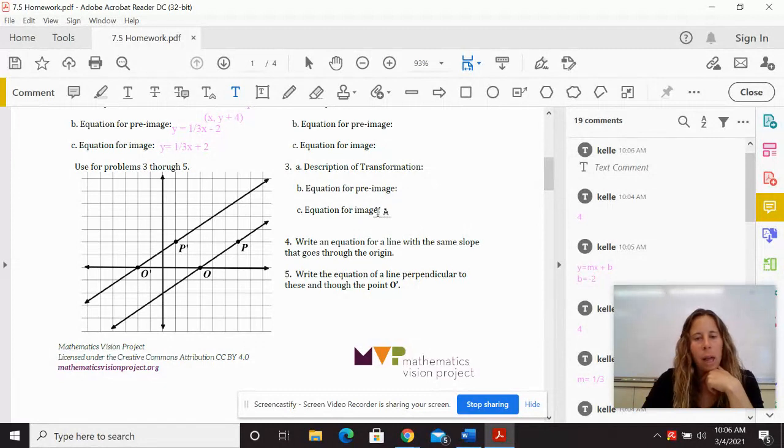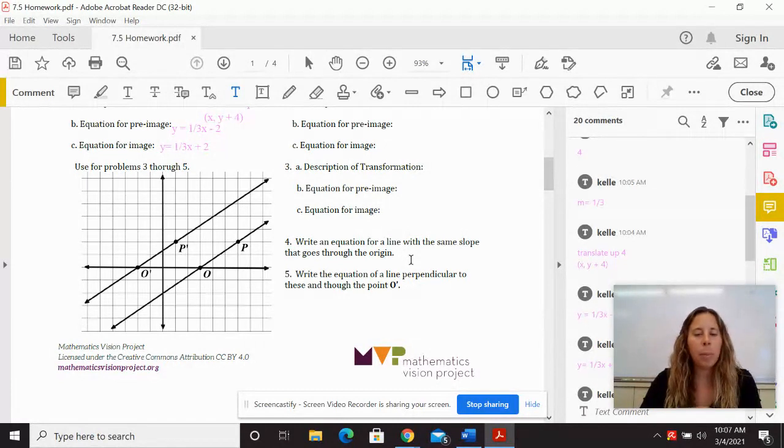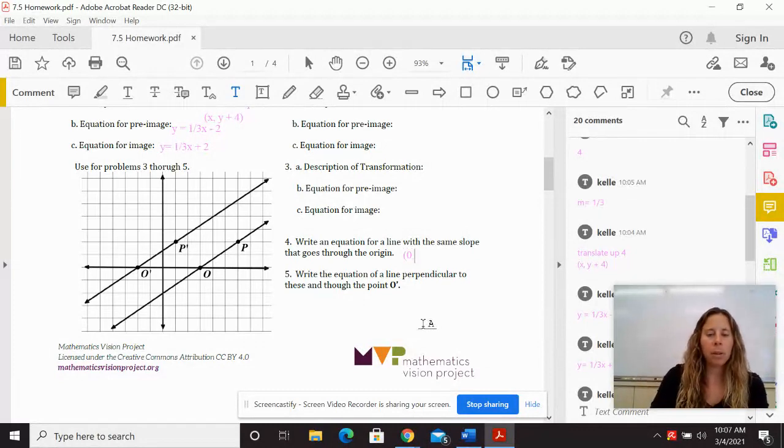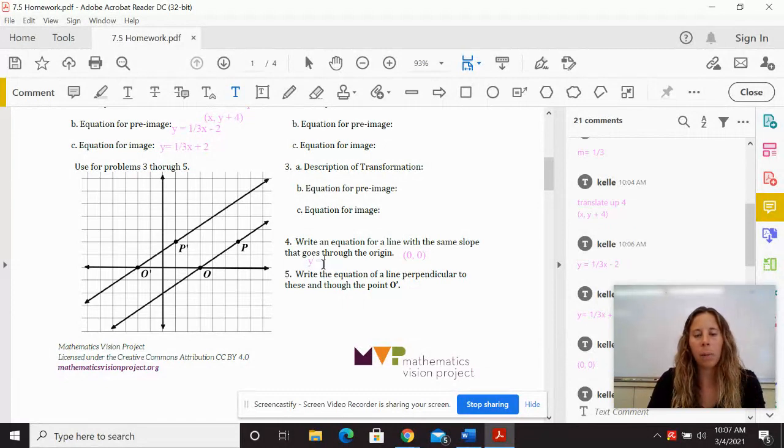You're going to write the equations for the line. Write an equation for a line with the same slope that goes through the origin. That means write an equation for a line with the same slope as the lines above, and the y-intercept is 0. It goes through 0, 0. So y equals some slope, you're going to figure that out, x plus 0, or just y equals mx. Or you can leave the 0 off. So figure out that slope, and then you'll be done with number 4, with the same slope as.